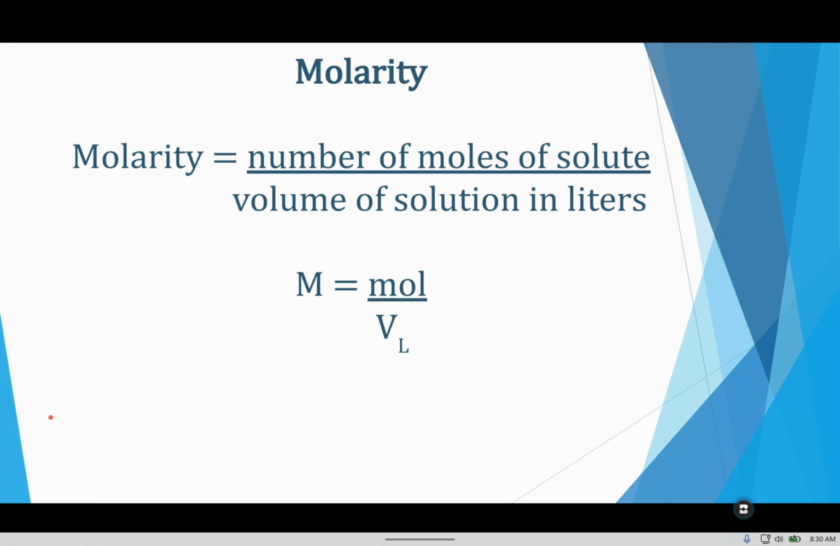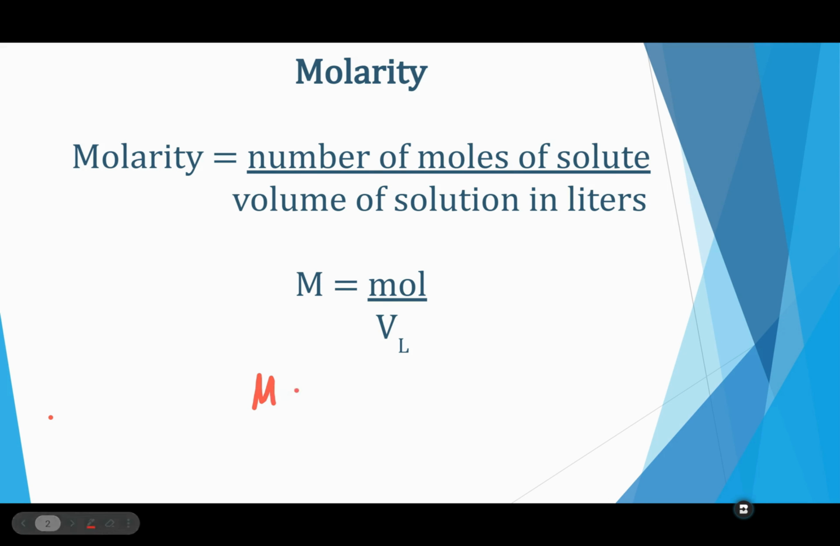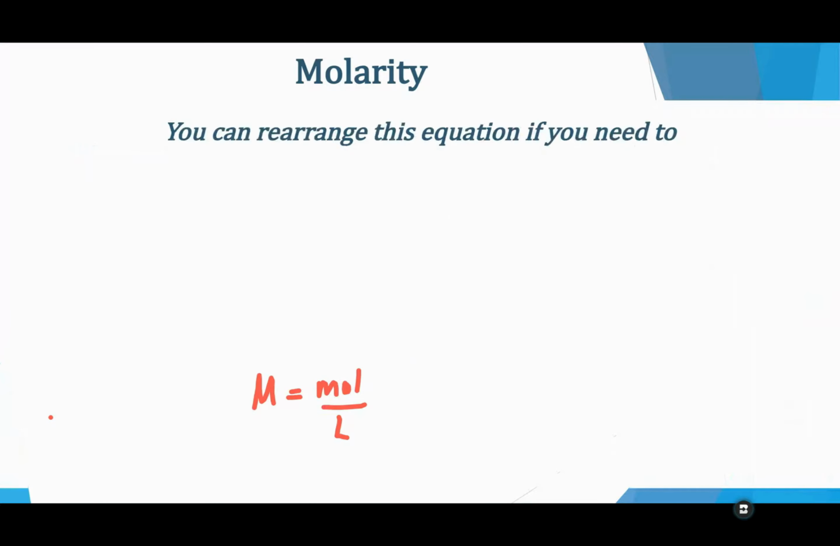You may see something like this, but it means the same thing. Remember that you can rearrange the equation if you need to. So for example, if molarity is moles over liters, you can solve for moles by multiplying both sides by liters. And in doing so, liters cancel out. You're left with liters times molarity equals moles. And from there, you could technically convert to grams by multiplying by the molar mass of a substance.